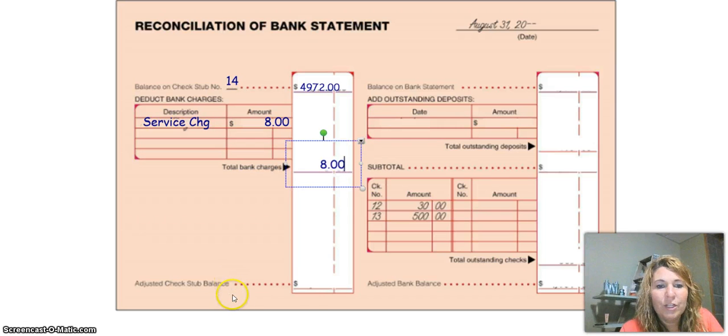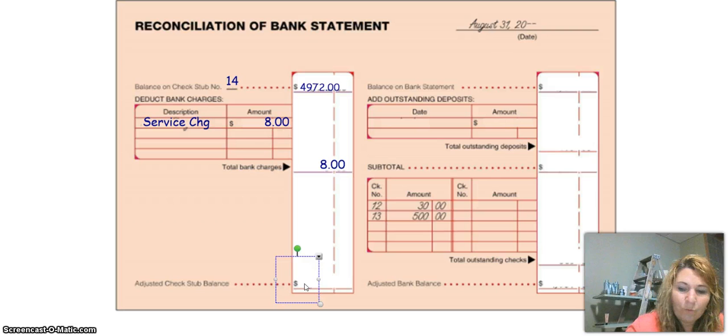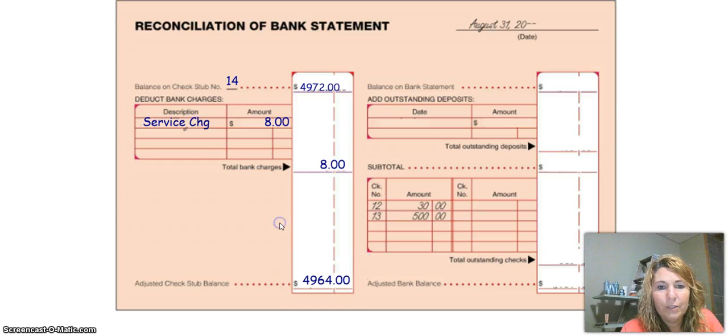So my adjusted check stub balance, I'm going to take my beginning check stub balance and I need to subtract my $8, and that's going to give me $4,964. Okay, so you might want to make a note here that we are subtracting.